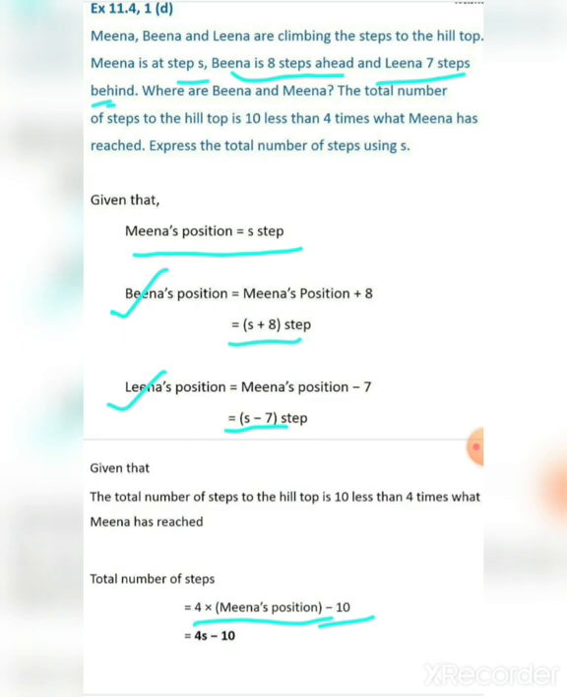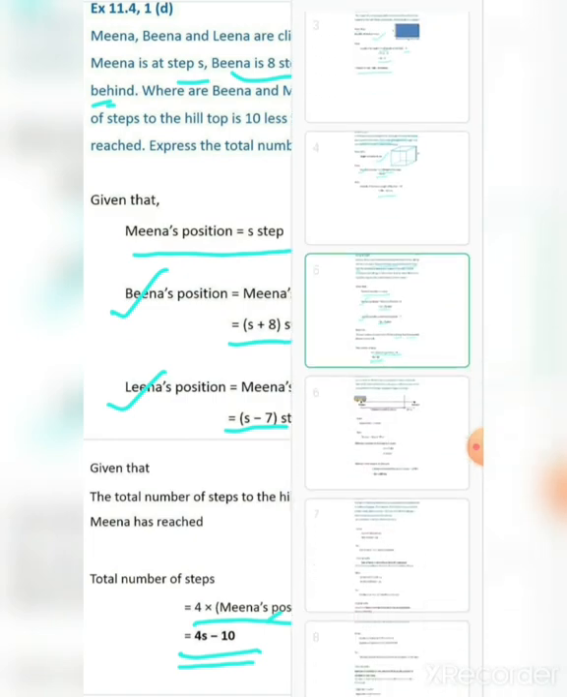As it is said here, 4 times and 10 less. So 4 times is 4 into Meena's position and then 10 less means minus 10. So 4S minus 10 is the number of steps. So these are the total number of steps. You can say 4S minus 10 are the total number of steps which are present on that hilltop. Interesting? Hope you enjoyed the question. Now moving to the next, related to your traveling.